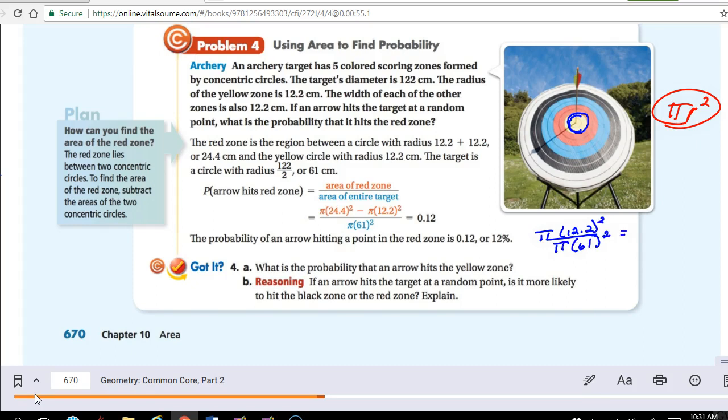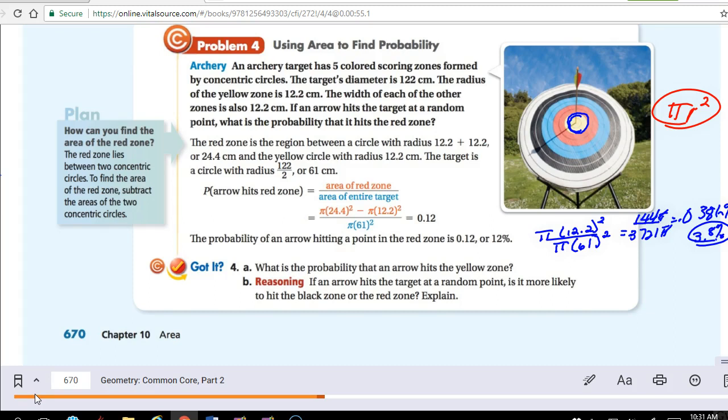Okay, and when you do, you end up with something like 144 pi over 3,721 pi. The pi's cancel, so 144 over 3,721. Your calculator is going to give you 0.0387, something like that, which is about 3.9% if you move your decimal 2 places to the right.